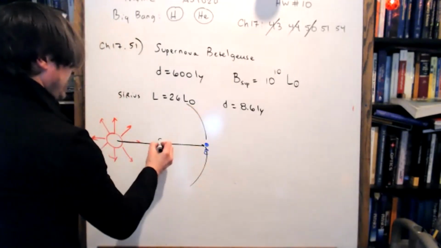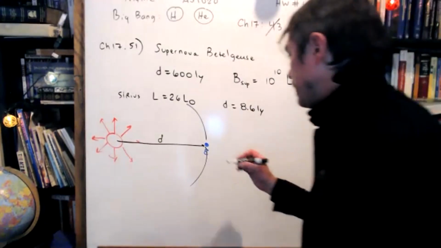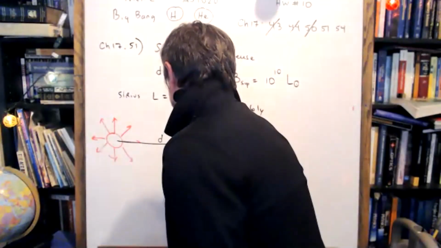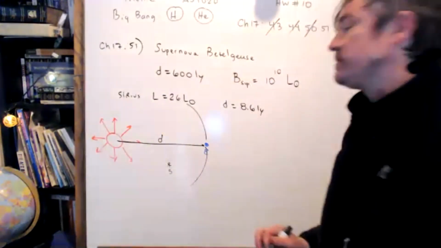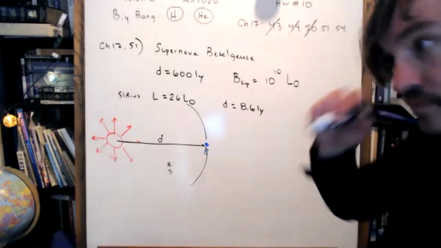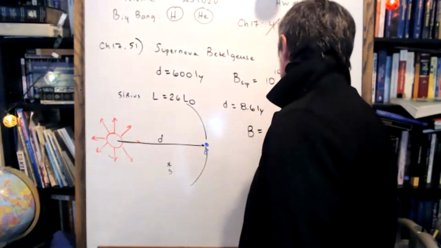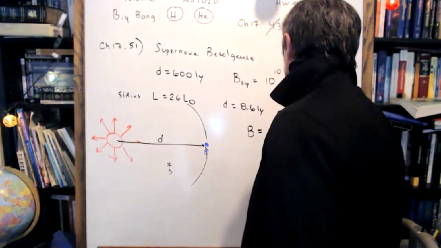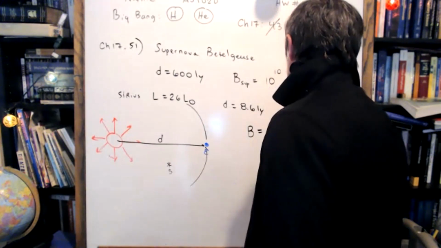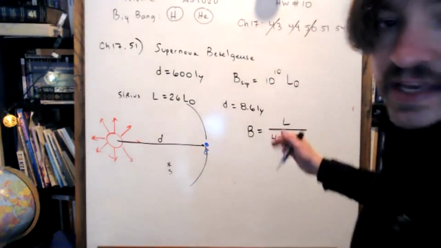And that luminosity has to be spread over some distance d. And then we're going to compare it to the star Sirius, one of the brightest stars in our sky, 8.6 light years away. Let's do this Slick Rick style. If the inverse square law is brightness is luminosity over 4 pi d squared, we could calculate.